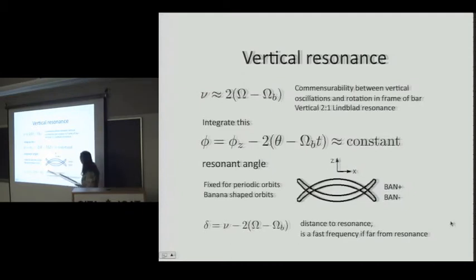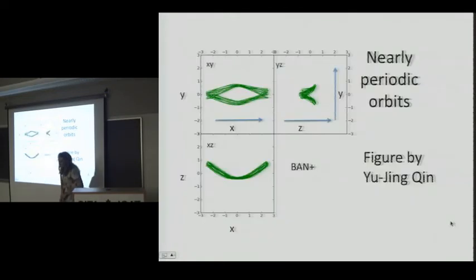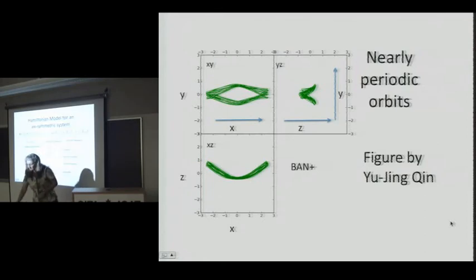And the other thing that you can do with this frequency, if I just rewrite this as a new frequency, minus the difference in angular rotation rates, I get a frequency that is a way to quantify how far away from resonance I am. So this delta parameter is 0 when you're exactly on the resonance, less than 0 when you're inside, and positive when you're outside of resonance. This tells you why you get these particular shapes of orbits for periodic orbits. So those are the banana orbits.